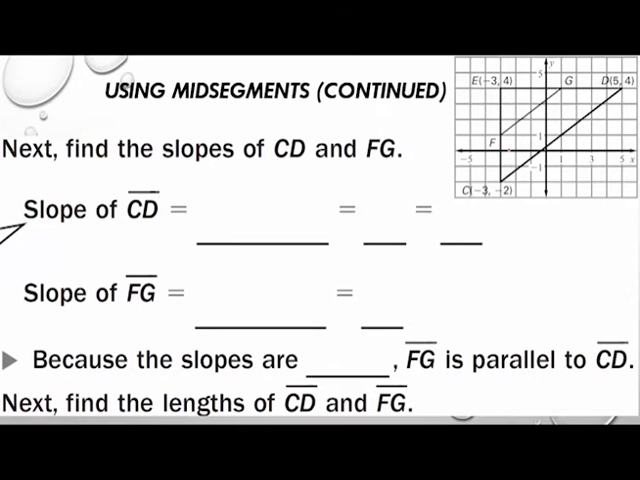Now that we found our midpoints, let's go ahead and find the slopes of CD and FG. I'm going to rewrite my points over here. So this was at -3 and 1, and this was at 1 and 4. Remember your slope formula, that's a lowercase m, is y2 minus y1 over x2 minus x1. So we have 4 minus a -2 over 5 minus a -3. 4 minus a -2 is 6. 5 minus a -3 is 8. 6 and 8 can be simplified to 3 over 4.